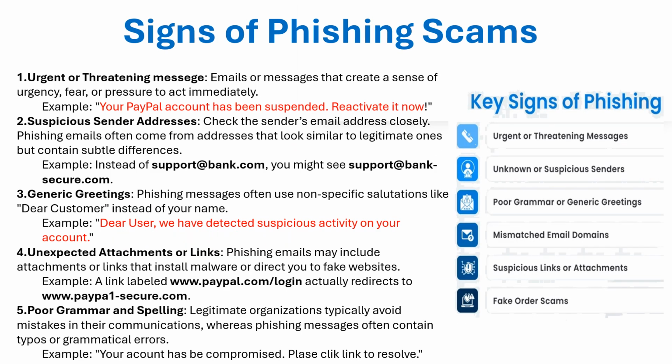Therefore, you have to know how to spot phishing scams. What are the signs? First, urgent or threatening language: emails or messages that create a sense of urgency, fear, or pressure to act immediately. For example, your PayPal account has been suspended. React now. Usually people, without thinking, will click or react to anything.